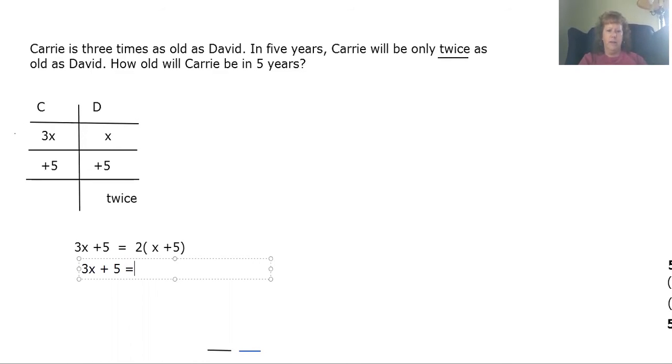And then I'm going to multiply 2 times x, looks like that, and 2 times 5 looks like this. I want to get all my letters on one side of the equal sign and all my numbers without letters on the other side of the equal sign. So I want to get the 2x over to this side, and since it's a positive here, I'm going to do a negative on this side, so I'm going to subtract 2x from both sides.